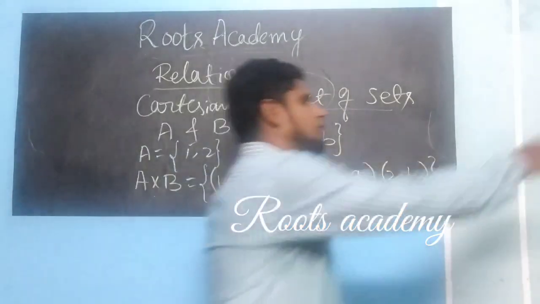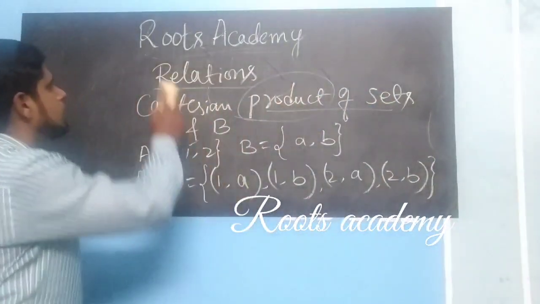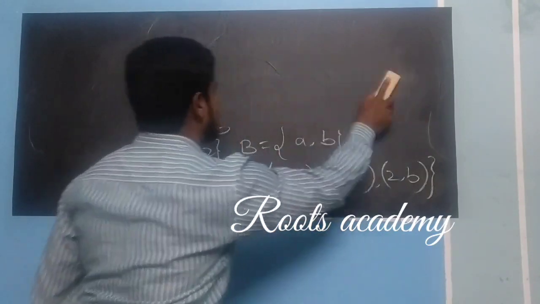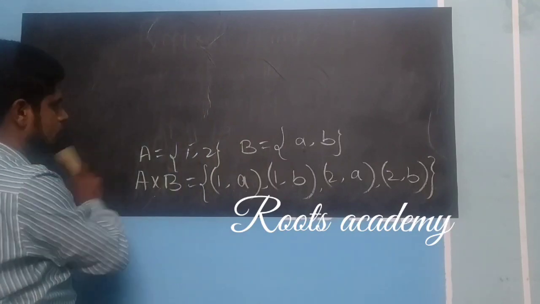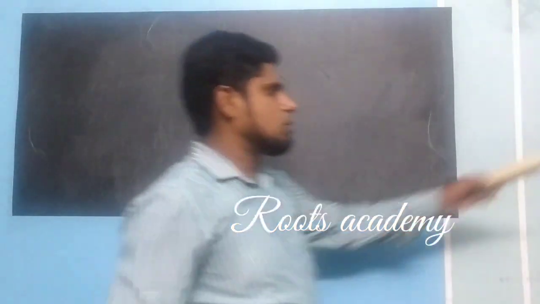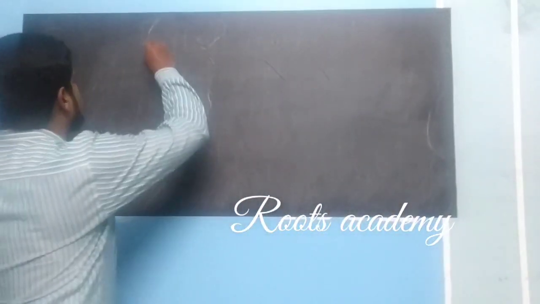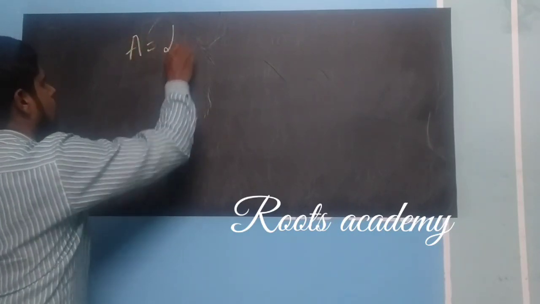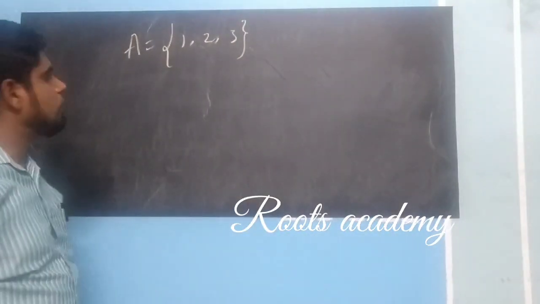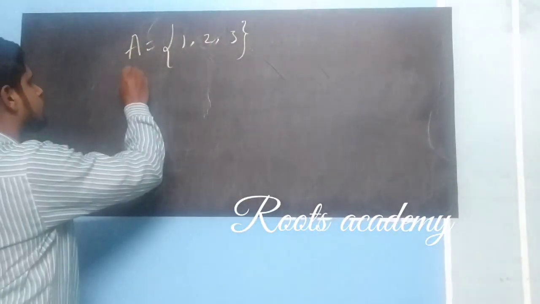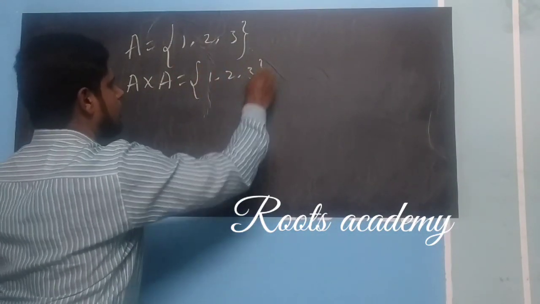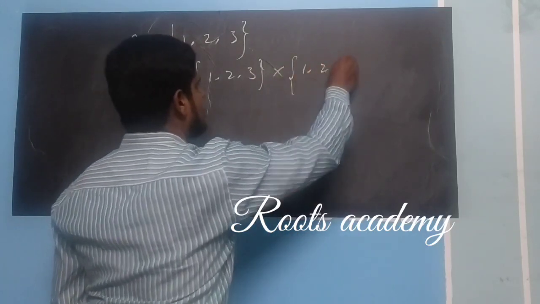How about if we have only one set? Let us see how we can multiply if we have only one set. Suppose we have a single set, that is A = {1, 2, 3}, then to take the product we will multiply it with itself. So it is A cross A, that is {1, 2, 3} cross {1, 2, 3}.